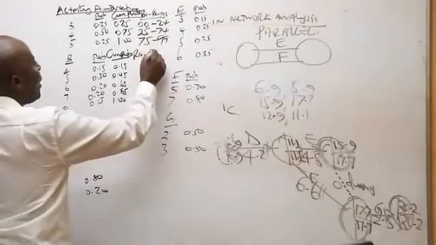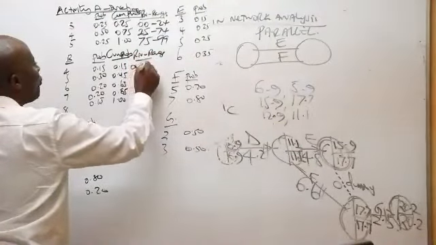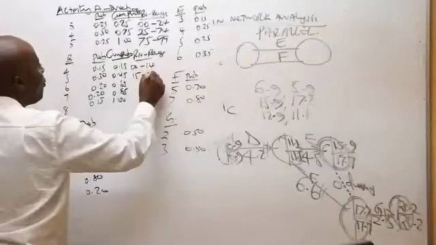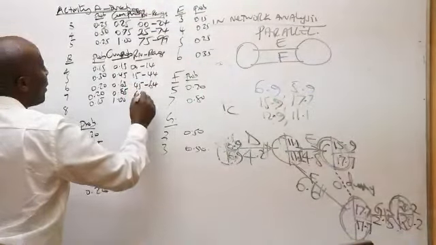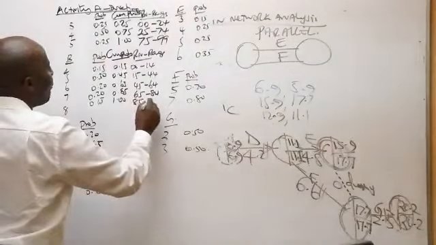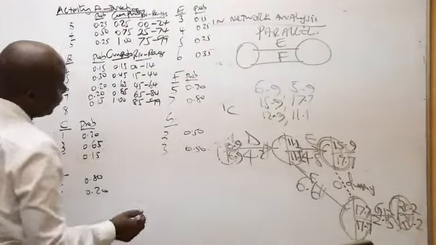So the random number ranges will be 00 to 14. This will be 15 to 44. This will be 45 to 64. This will be 65 to 84. This will be 85 to 99, 100 minus 1.